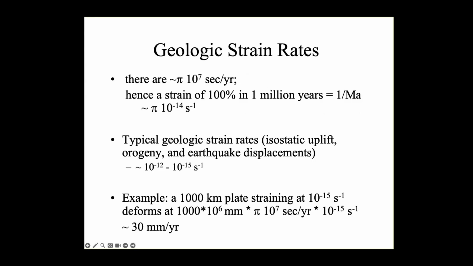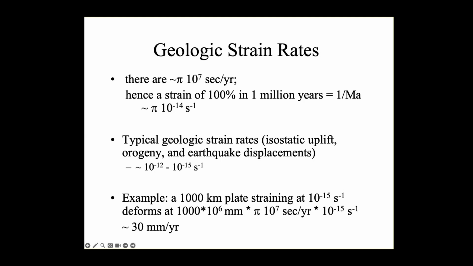You won't have to do these calculations on the midterm, but it is useful to be familiar with them. Just so you know, there's about pi times 10 to the 7 seconds per year. Hence, a strain rate of 100% in 1 million years would be 1 per million years. So that would be pi times 10 to the minus 14 per second. Okay, so that's giving you an idea of geologic strain rates.